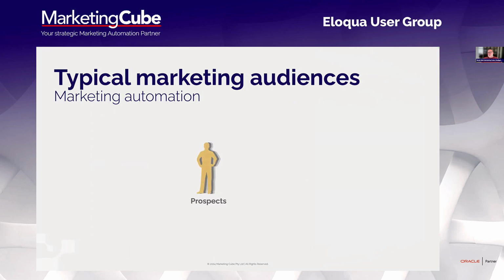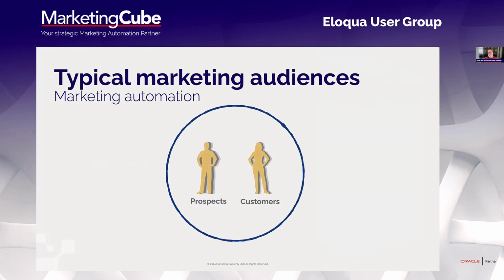Now, typically, when we look at audiences, for most of us, we talk about two different types of audiences. We talk about prospects and we talk about customers. Depending on your world, that could be prospective students and enrolled students, or prospective clients and clients. There could be a whole range of different terms that you might use. But typically, for most organizations, outside of those two target groups, there are others, and there are loads of others.